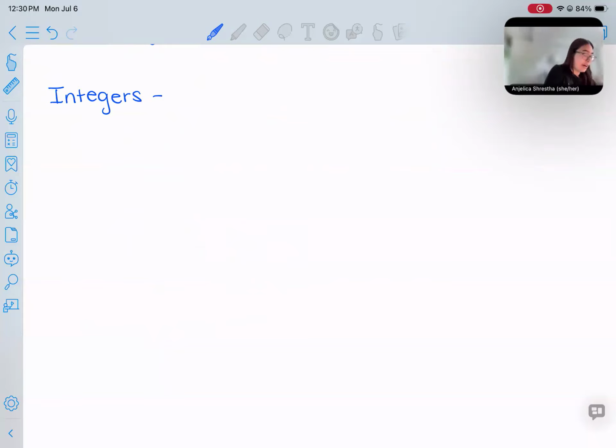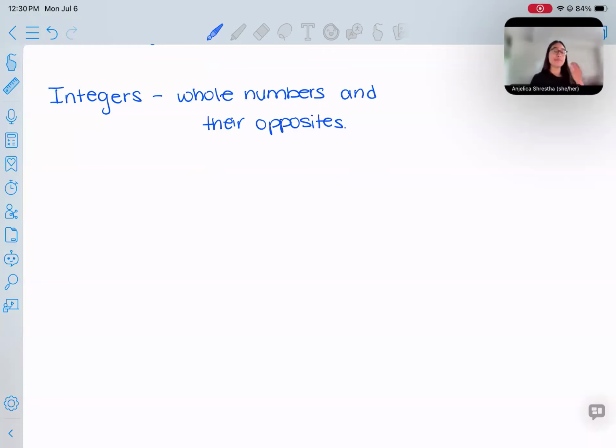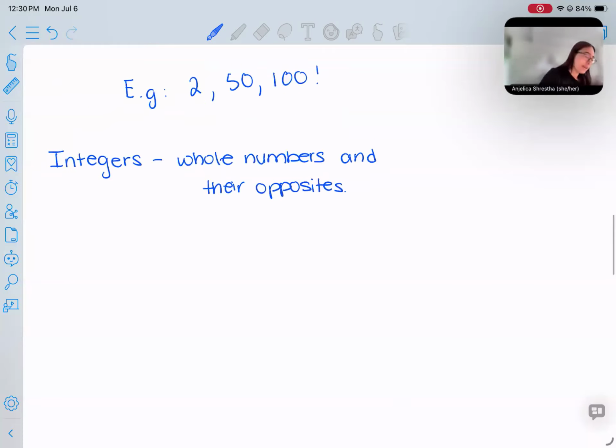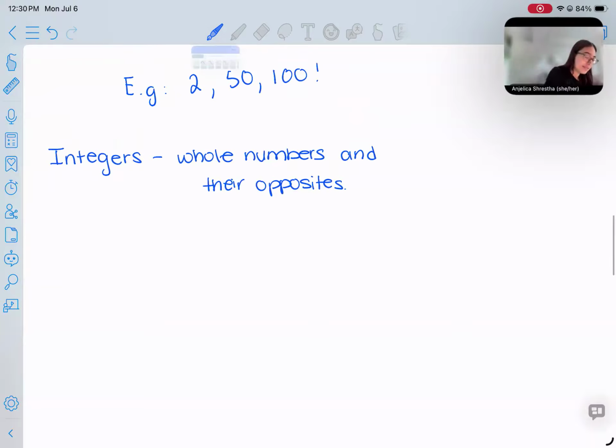Integers are whole numbers and their opposite. So what does that mean? What did we say that whole numbers have to be? Right. They have to be positive, right? We said before that they cannot be negative. So that means integers can be positive because they are like whole numbers. And it says also their opposite. So what's the opposite of positive?